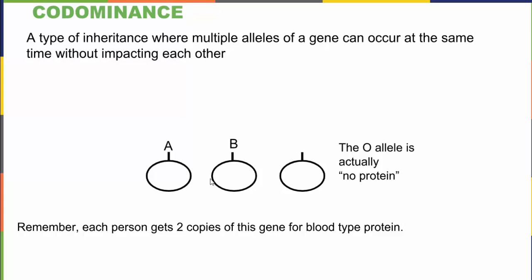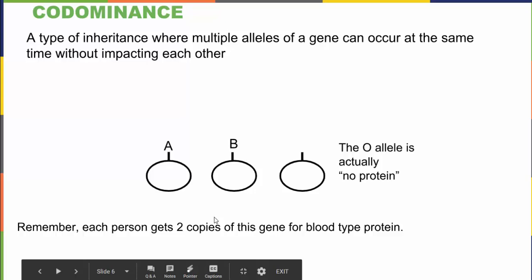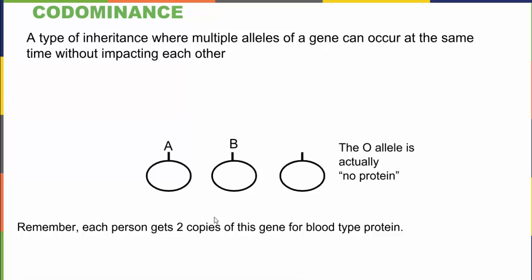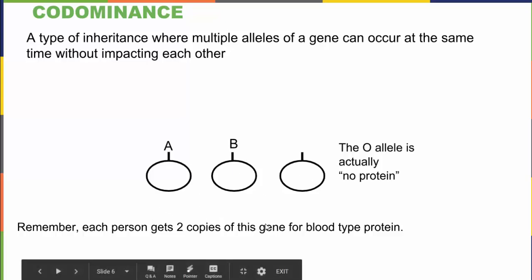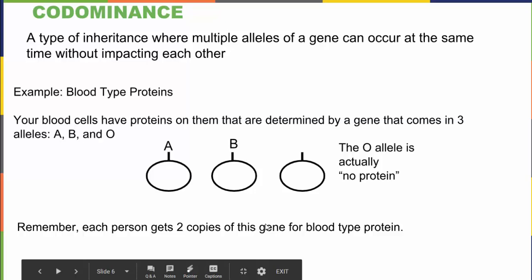So those are these 3 options. Each person, of course, gets 2 copies of this gene because, remember, you get 2 copies of every gene because your cells are diploid. So you get 1 copy of this blood protein gene from your mother, you get 1 copy from your father. So you're actually going to have 2 copies. So let's see here.